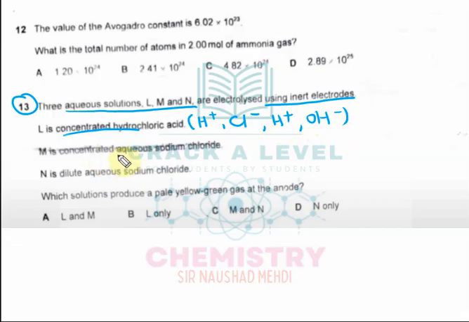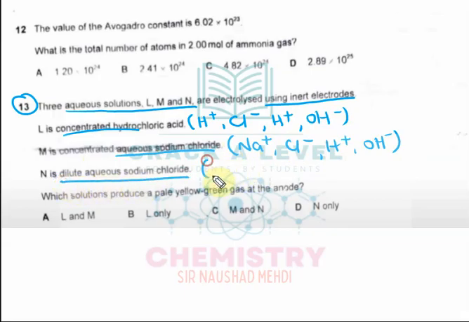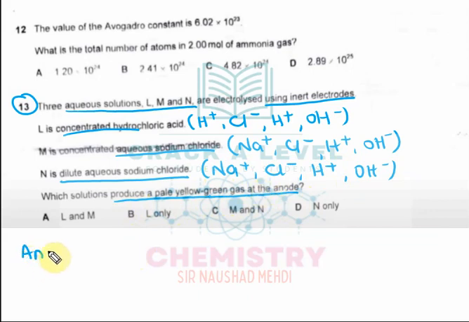M is the concentrated aqueous sodium chloride. So it would be having Na plus, Cl minus, H plus and OH minus. Similarly, N is the dilute aqueous sodium chloride. So again, it's an aqueous form. So sodium chloride: Na plus, Cl minus and H plus and OH minus. These 4 ions would be present. So which solutions will produce a pale yellow-green gas at the anode? So they are asking about the anode.